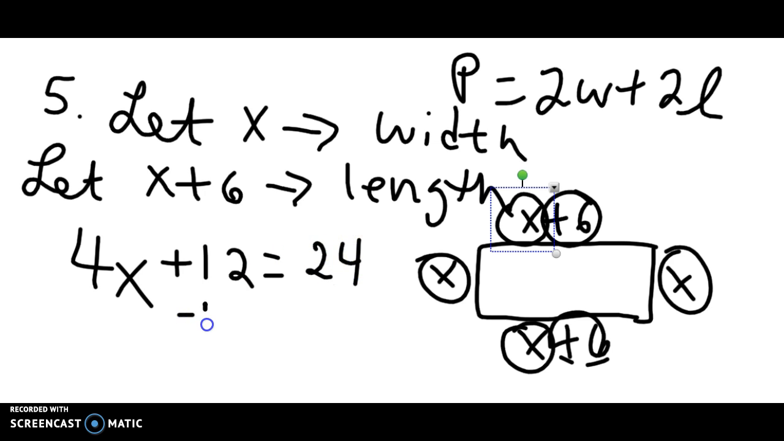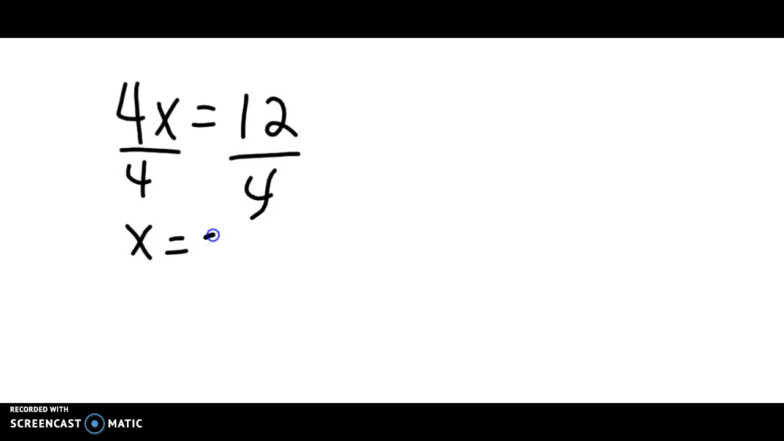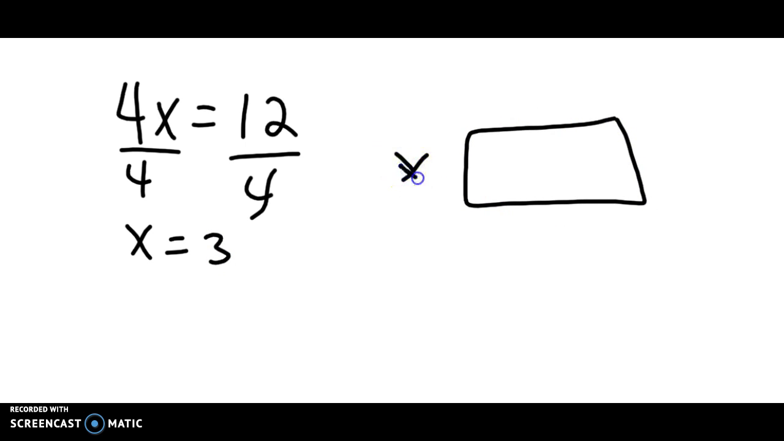So now I'm going to solve for x. So then I get 4x equals 12. We'll go to the next page. 4x equals 12. I'm going to divide that by 4, and I get x equals 3. Let me make that picture again. It's a little easier. So we had x here, and then we had x plus 6. So if x is 3, then we have 3.